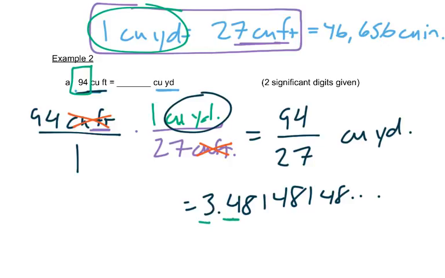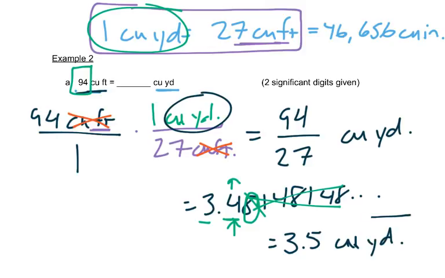Now for this 4, we have to decide, is it going to stay a 4 or go up? We look at the number after it. It's the 8. That's 5 or bigger, so the 4 will go up. And we don't want the rest of that. So we would write 3.5 cubic yards as our answer. Two significant digits, not two numbers after the decimal place.